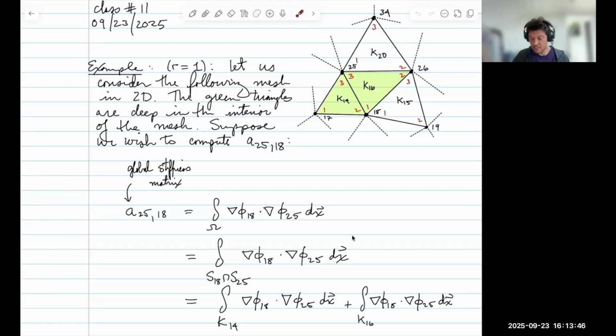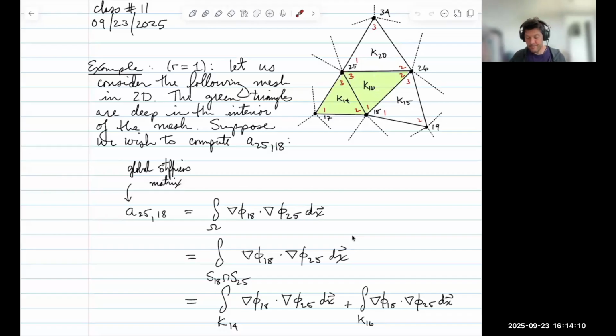In triangle 16, again, it's kind of arbitrary which vertex is going to be node number 1. You simply figure it out. And once you pick that, then node number 2 is in the counterclockwise direction, 3 is in the counterclockwise direction, and getting back to 1 is in the counterclockwise direction.